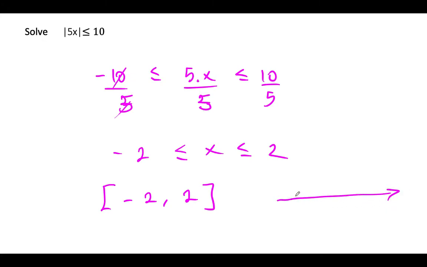On the number line, how can we show this? If negative 2 is here and positive 2 is here, then all the numbers between them, inclusive. Negative 2, positive 2. Okay? It's easy. How can you check yourself? Take any number here. For example, number 1 is here. So put it here. 5 times absolute. Yes, it is correct. Okay?